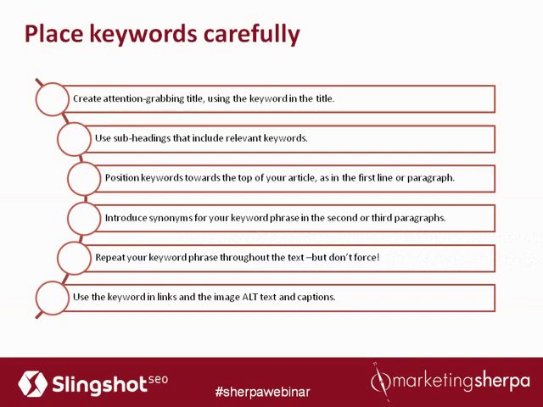Position your keywords towards the top of the article: the first line, first paragraph of your content. The idea here is you want it above the fold, so it's immediately evident that this is relevant. Introduce synonyms for your keyword phrase, perhaps in the second or third paragraph. This idea really addresses natural language, natural writing, and also helps you capture keyword and long-tail variations.